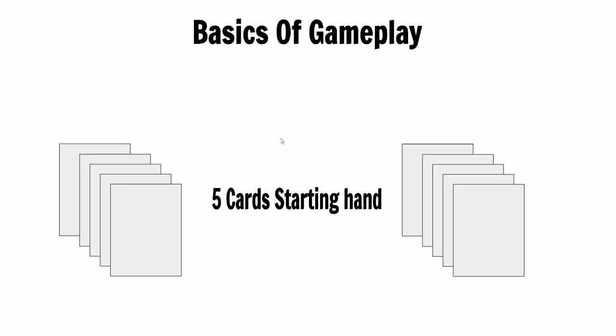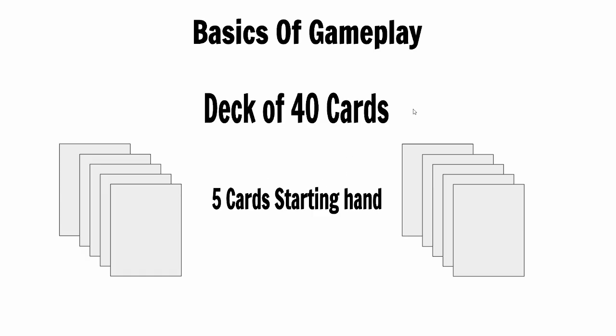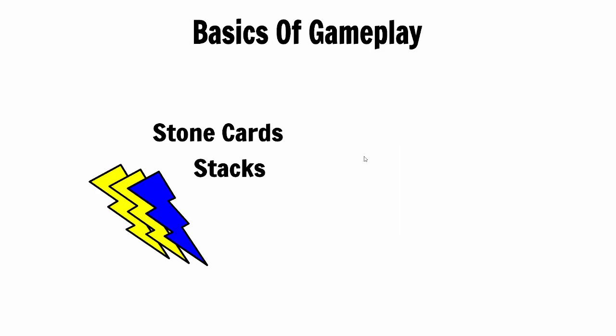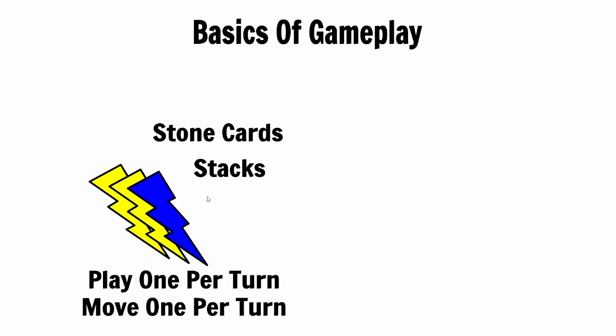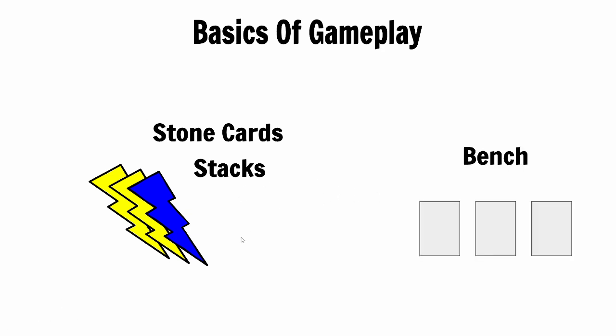At the beginning of the game, both players draw 5 cards for their starting hand out of a deck of 40 cards, with no more than 4 of any card except for basic stone cards. The stone cards are played in stacks. You can play 1 per turn, and you can move 1 into a different stack or a different spot on the bench once per turn. You play these onto spots on your bench, which you start with 3 spots of at the beginning of the game.